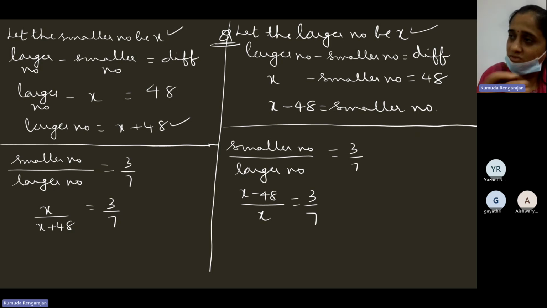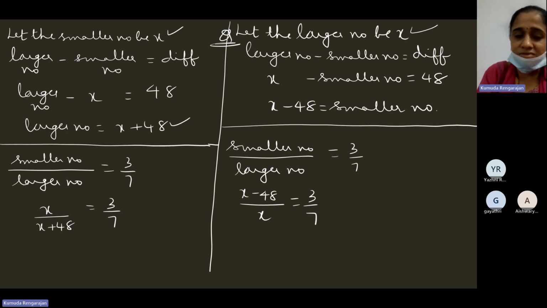3 parts is the smaller number, 7 parts is the larger number. So 3 by 7 is smaller number by larger number. If you take it as 7 by 3, then it is larger by smaller. You can also take 7 by 3. Then you should write larger number by smaller number is equal to 7 by 3.